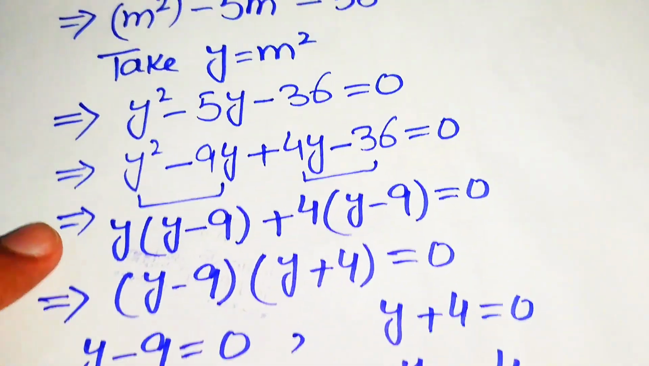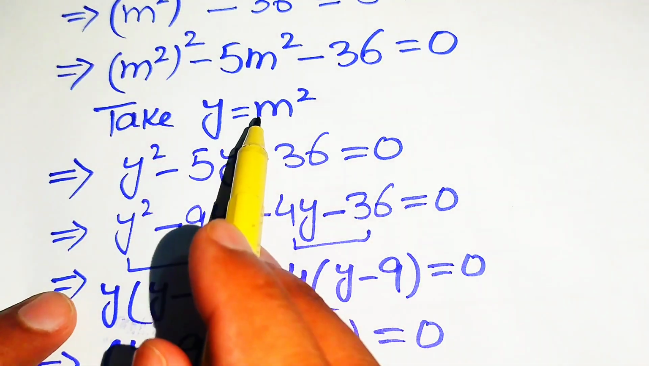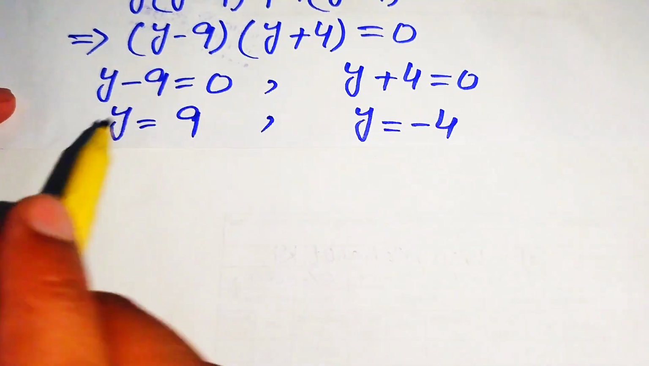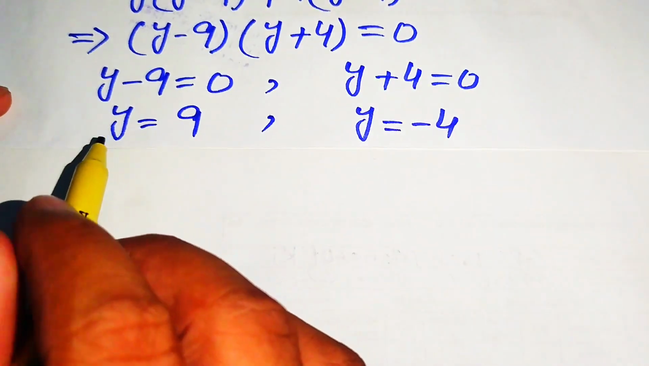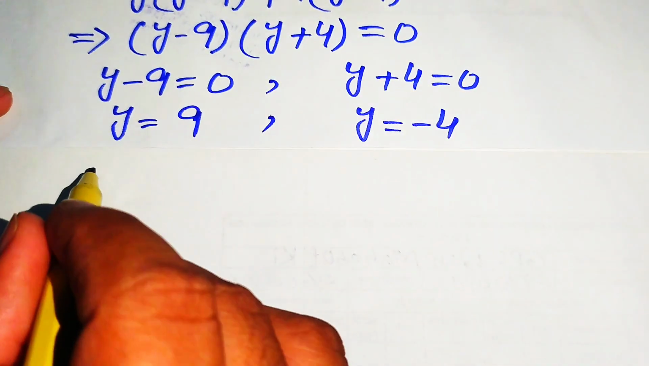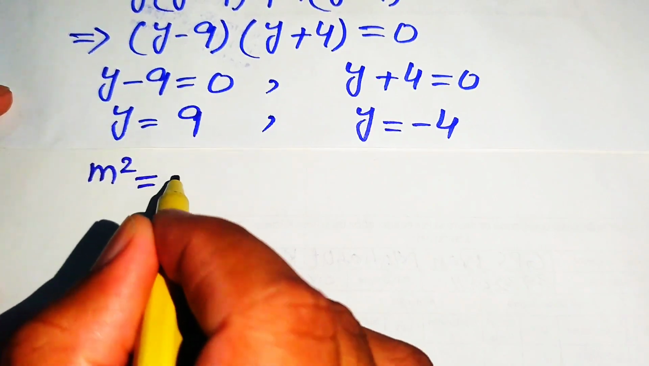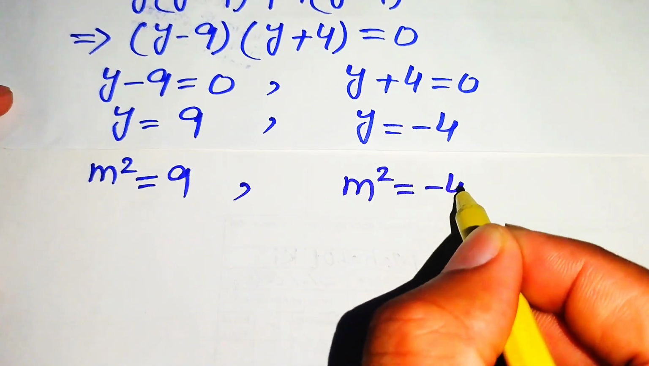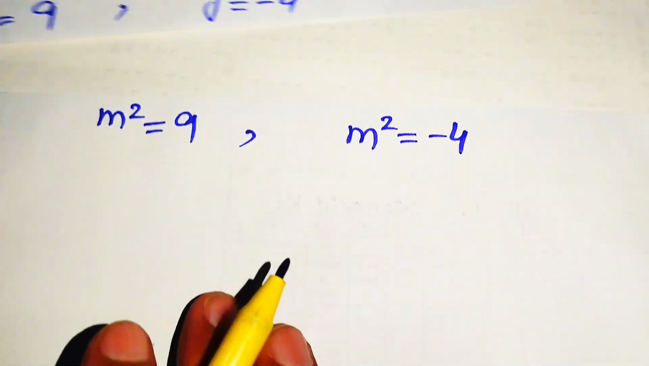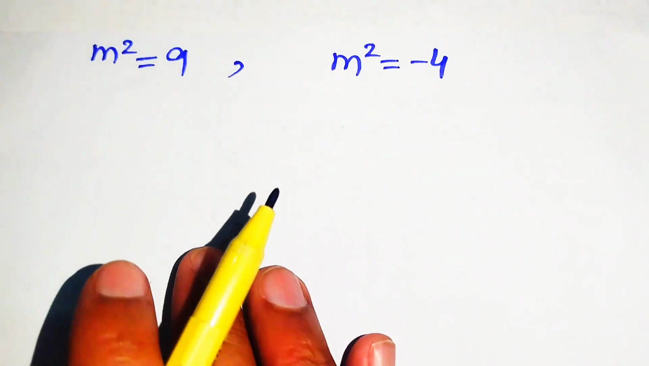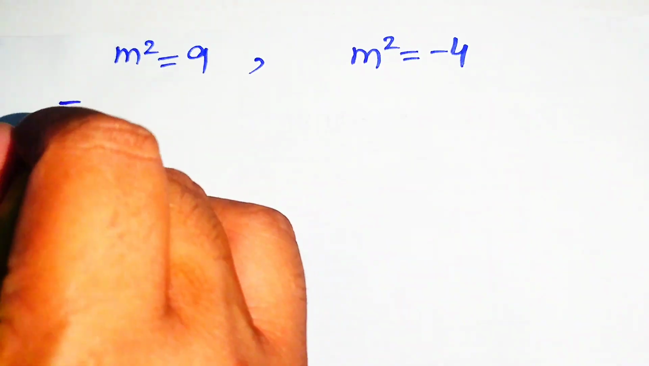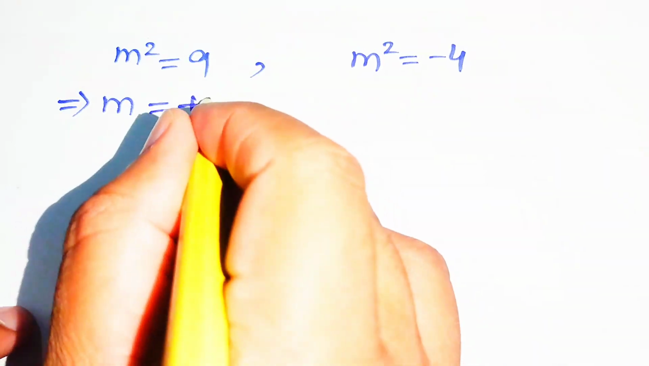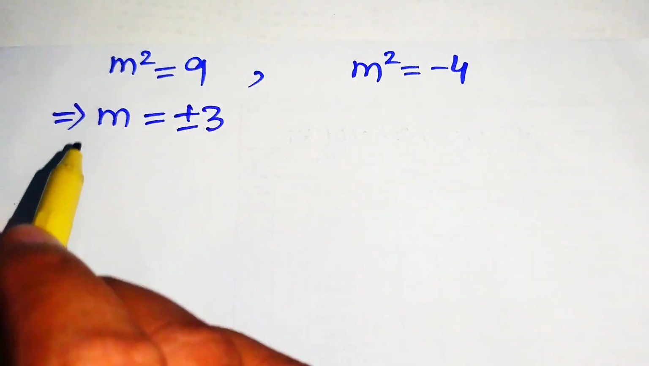Now we back substitute the value of y, and you see here our y equals m square. So we substitute this value of y in both of these cases. When we put the value of y, it will be written as m square equals 9. In the second case we get m square equals minus 4. Now we need to simplify these two cases. If you focus on the first case, you get the value of m equals plus minus 3, because here we take the square root on both sides.